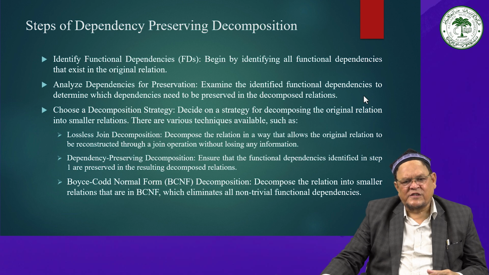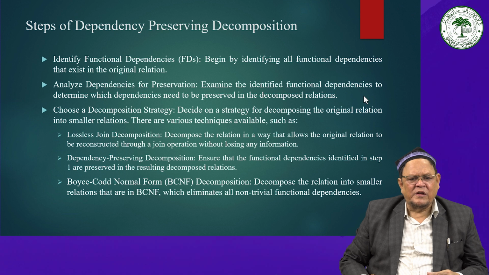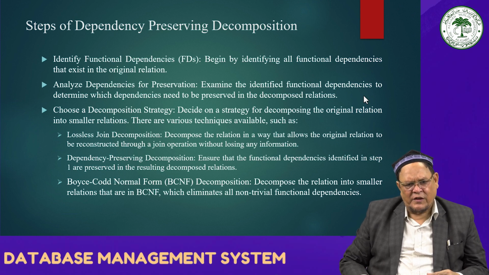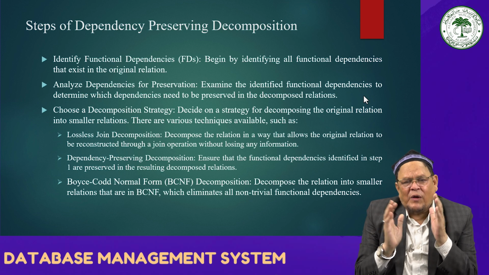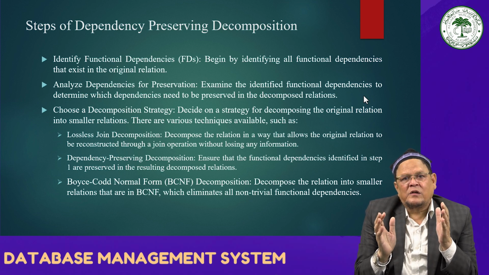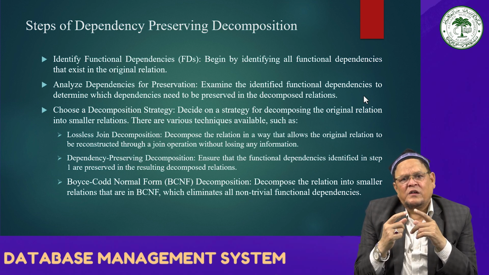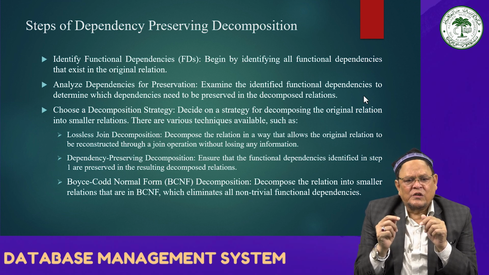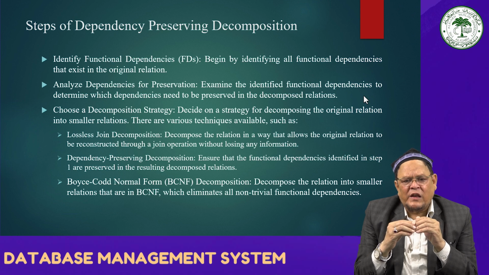Choose a decomposition strategy. So there are various types. Lossless decomposition: decompose a relation in such a way that the original relation can be reconstructed through a join operation without losing any information. It means, suppose a relation R you have decomposed into R1 and R2. When you join R1 and R2, we are not losing any information.